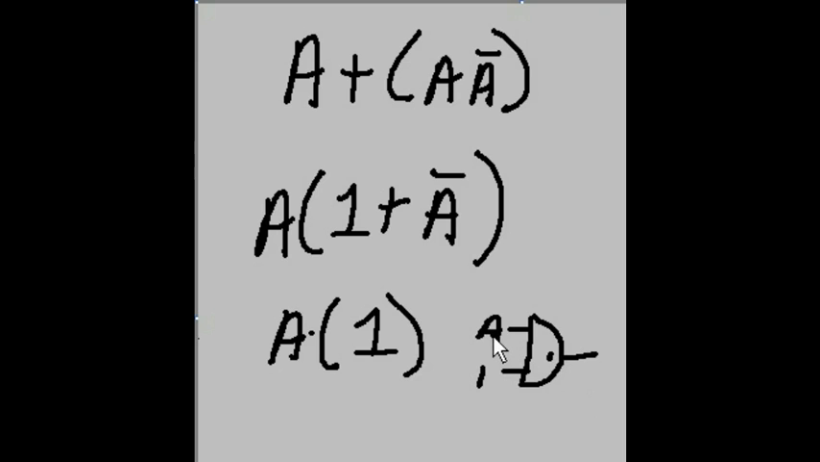Well, if A is 0, and you AND that with a 1, 1 and 0 will be a 0, which is what A is. But what if A is 1? Then 1 and 1 will yield a 1, which is what A is. So your output will always be A. So this expression simplifies to A. What do you know?